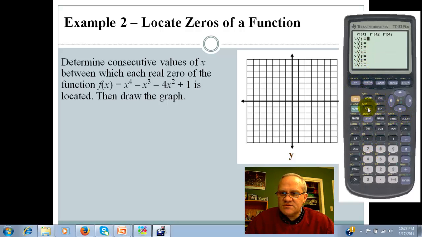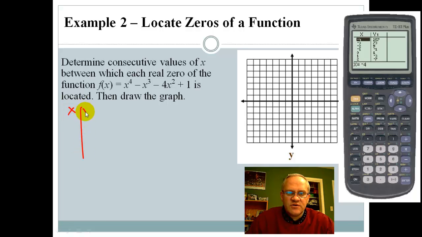Let's type in x to the 4th power minus x raised to the 3rd power minus 4x squared plus 1. Okay, so we've typed in that equation. Let's hit second function table. And so again, let's write down our x and y values over here.